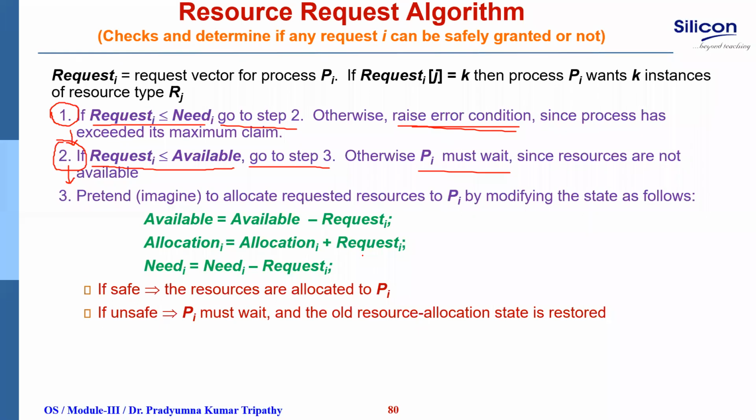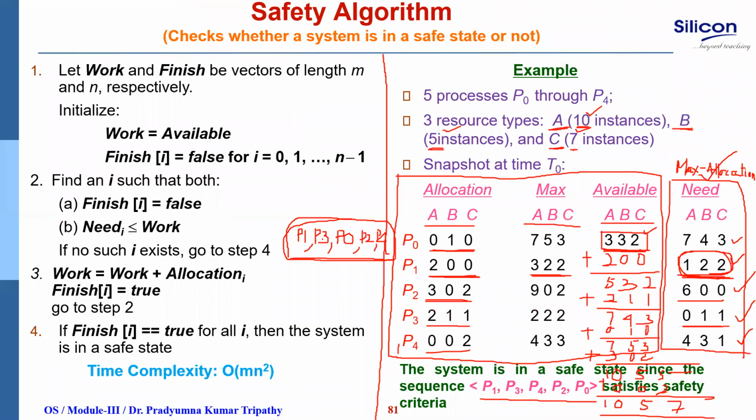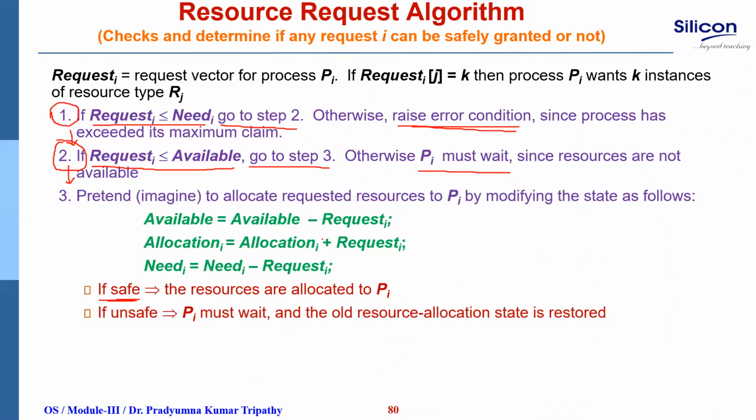Correct? So how to check that it is in safe state? Therefore, to check whether it is in safe state or not, we have another algorithm called the safety algorithm. So Banker's algorithm has two parts. The first part is the resource request algorithm. We'll check that request is less than need, and request is less than available. We'll assume that it is given, so we'll update the available, allocation and need.